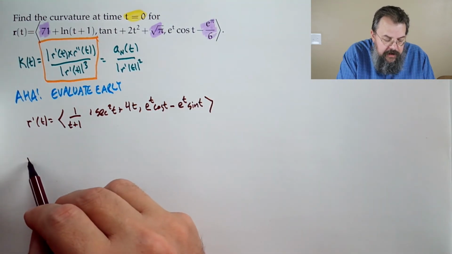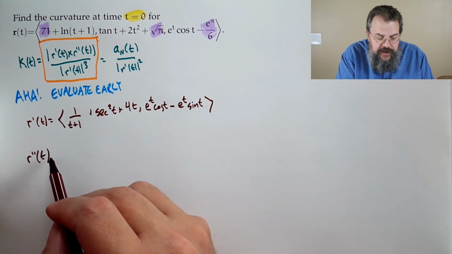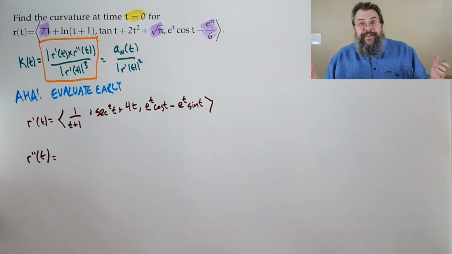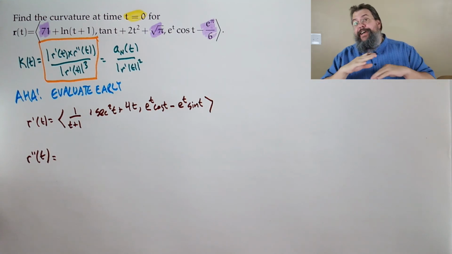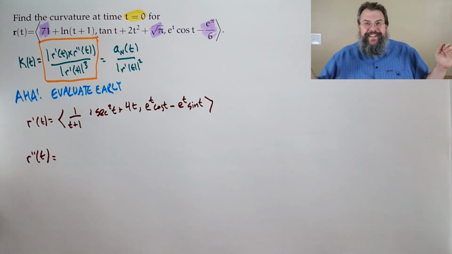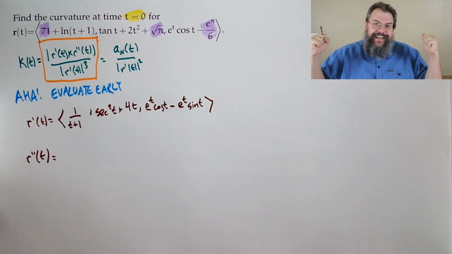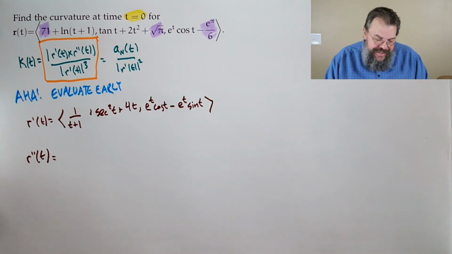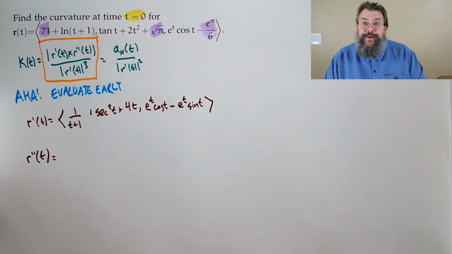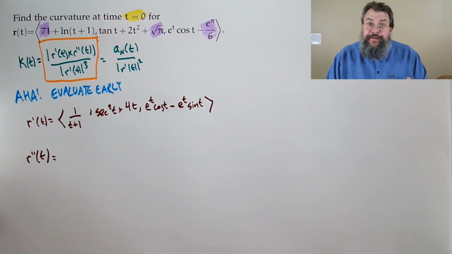Okay, r double prime. And of course, imagine if we took the magnitude of that, it wouldn't simplify at all. And then we'd have to take the derivative. We'd be filling up pages. Oh, so uncomfortable. But we don't have to.